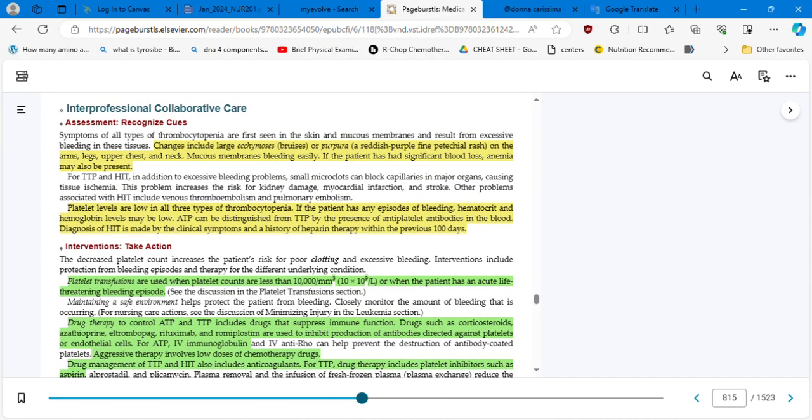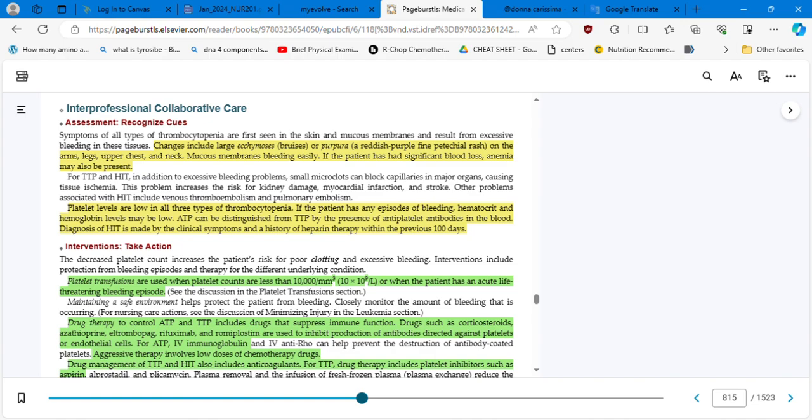So for the assessment, you are going to see the patient with ecchymosis or purpura on the arms, legs, upper chest, and neck. Mucous membranes are going to be bleeding easily. If the patient has had significant blood loss, anemia may also be present. Platelet levels are low in all three types. And if the patient has any episodes of bleeding, hematocrit and hemoglobin levels may be low.